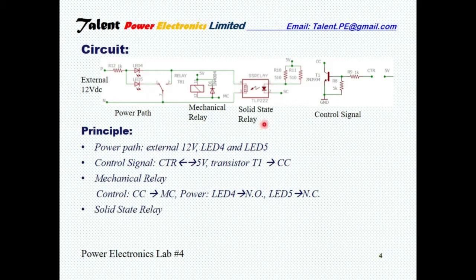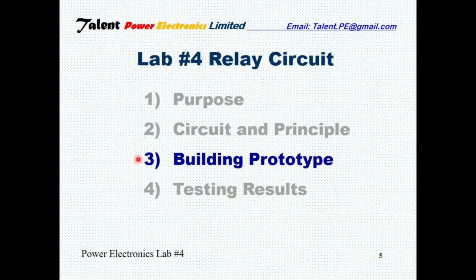To test the solid-state relay, connect the common control signal CC to the terminal of the internal LED, SC. In the power path, LED 4 is connected to its optical transistor path. When the control signal is on, LED 4 will be turned on. When the control signal is off, LED 4 will turn off. Now let's build the prototype.